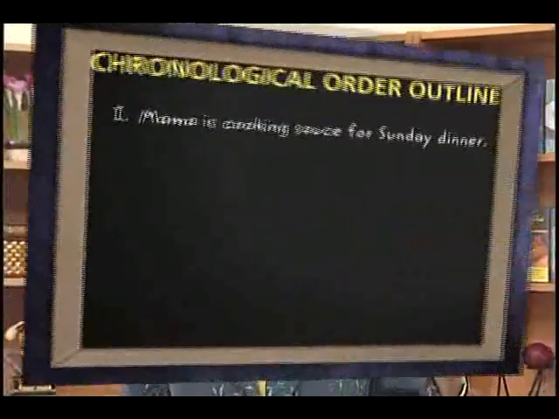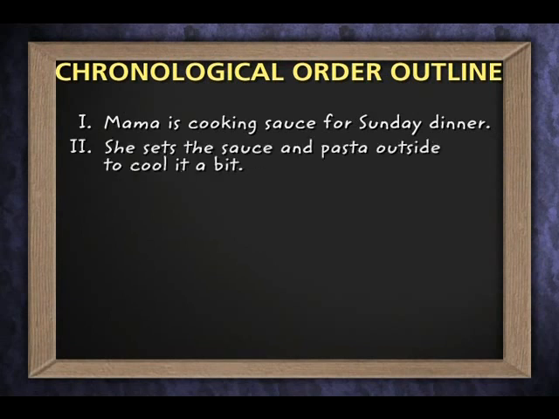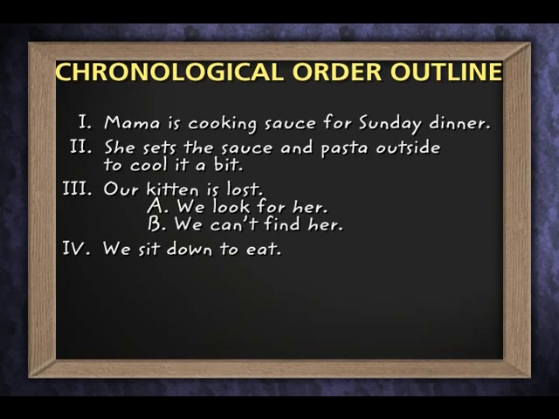end. So, Roman numeral 1, Mama is cooking sauce for Sunday dinner. Number 2, she sets the sauce and pasta outside to cool it a bit. Roman numeral 3, our kitten is lost. Subtopic, we look for her. Subtopic, we can't find her. Roman numeral 4, we sit down to eat.